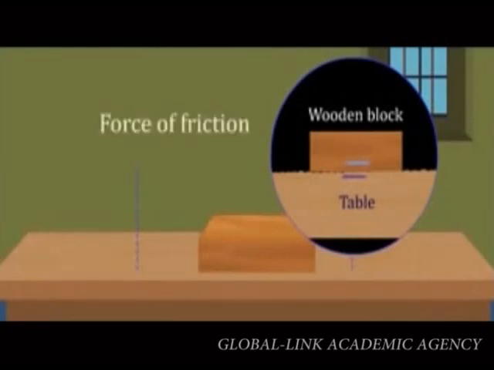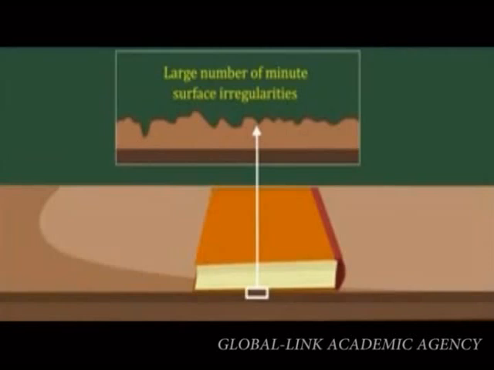Friction is caused by the irregularities on the two surfaces in contact. Even surfaces that appear very smooth have minute irregularities on them. Friction is caused by the interlocking of the irregularities on the two surfaces. It is obvious that friction will increase if the two surfaces are pressed harder.